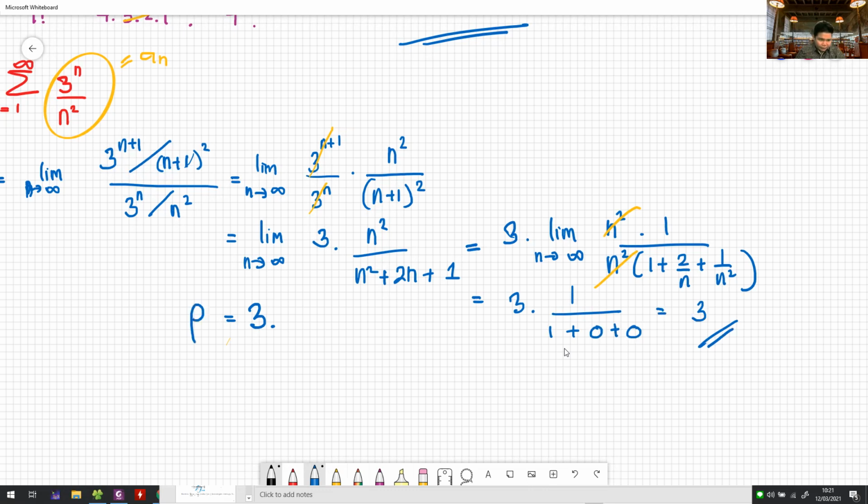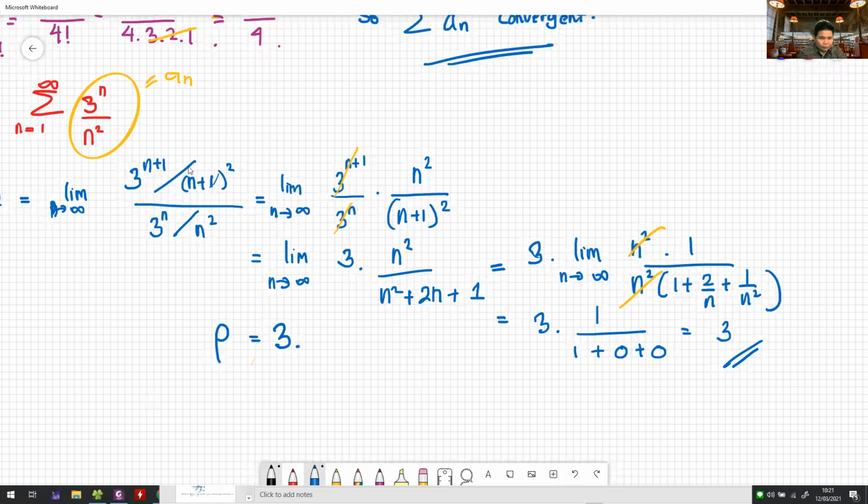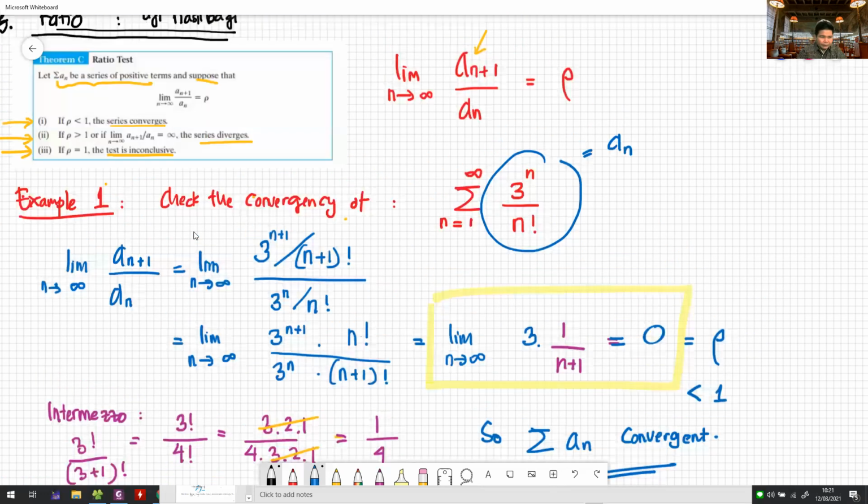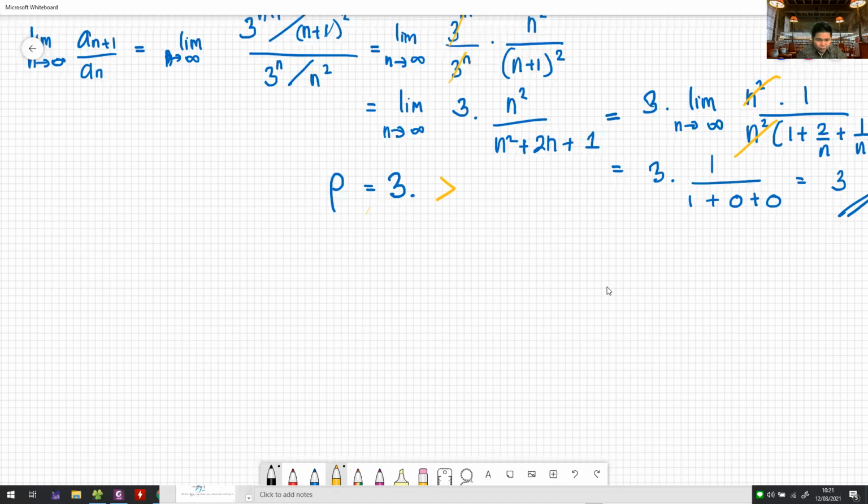So the rho itself is actually 3. Right? This rho. Rho is 3. What does it mean? Greater than 1. 3 means greater than 1. This is the second condition. Rho is larger than 1. What does it mean? So what can we conclude then? So the series a_n is divergent.